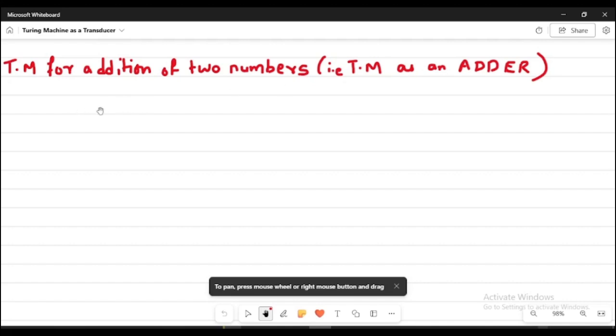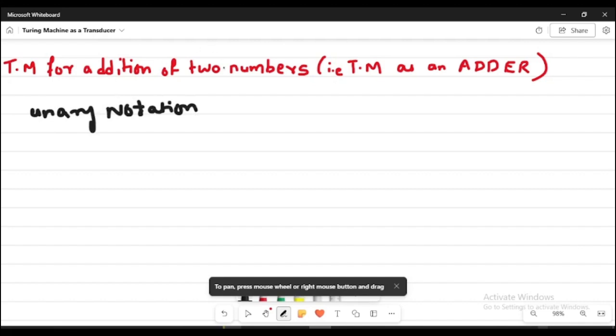Whenever we are trying to add two numbers, we have to see in what various forms we can represent the number. The easiest way to represent a number is using unary notation. I will write it here: unary notation. That is the easiest way to represent a number.